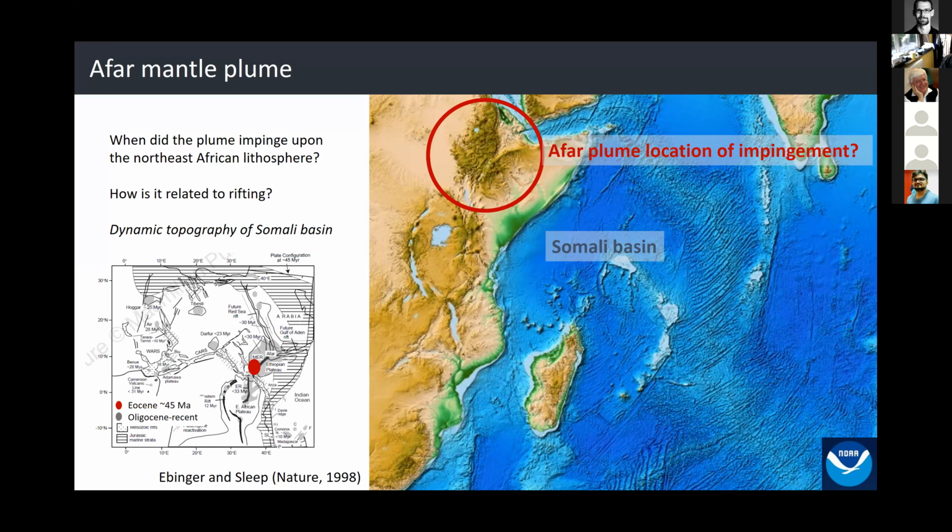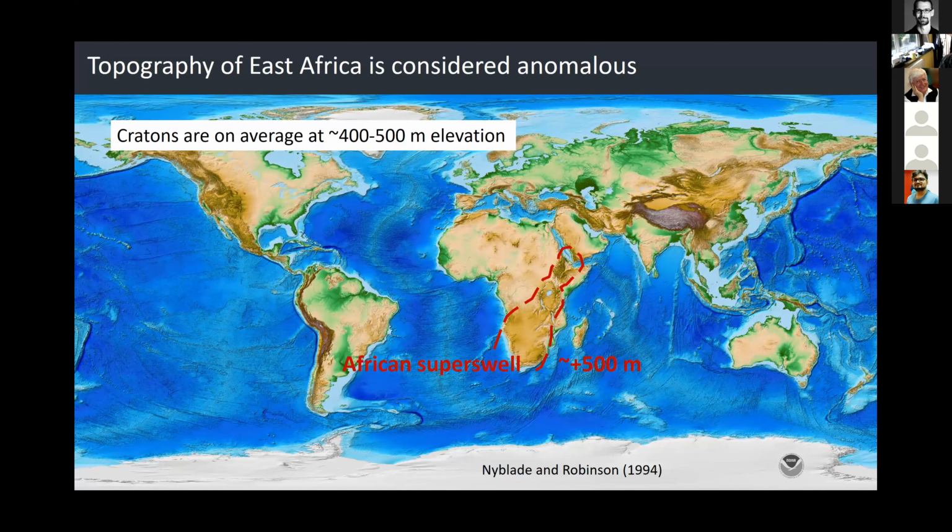When we look at the topography or elevation of Eastern Africa, we see that it is at an elevation that is higher than you would normally expect. Normally, cratons on Earth are on average about 400 to 500 meters above sea level, and Eastern Africa is at least 500 meters higher than that. This was first recognized by Nyblade and Robinson, who called this the African superswell.